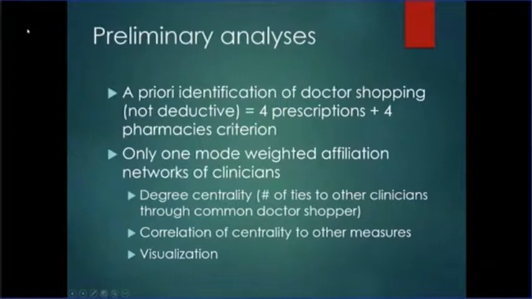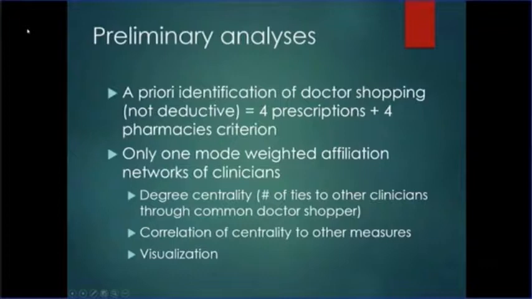So we identified doctor shoppers using what's called a 4+4 criterion. And so this is 4 prescriptions plus 4 pharmacies. And so the number of pharmacies becomes important because if I get all of my drugs at CVS, then pretty soon CVS is going to know that something is going on, right? And so I need to go to CVS and Walgreens because those are often not connected to each other. Okay. And so then I used the one-mode weighted affiliation networks of clinicians for this analysis. So that was the square all the way to the right that you guys saw.